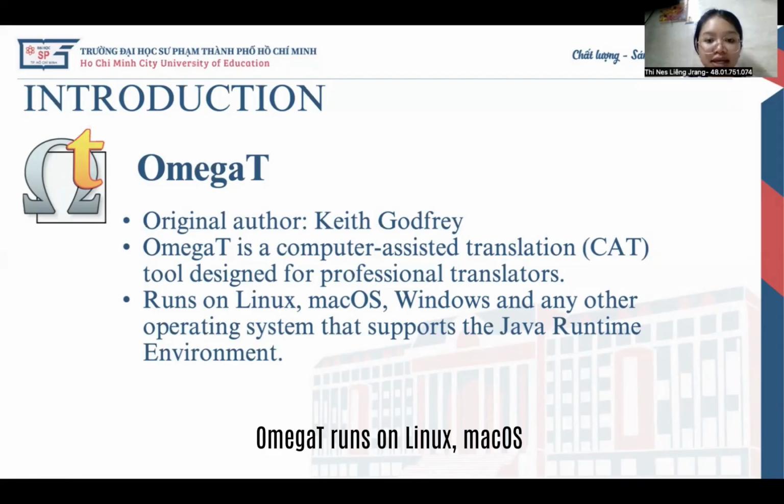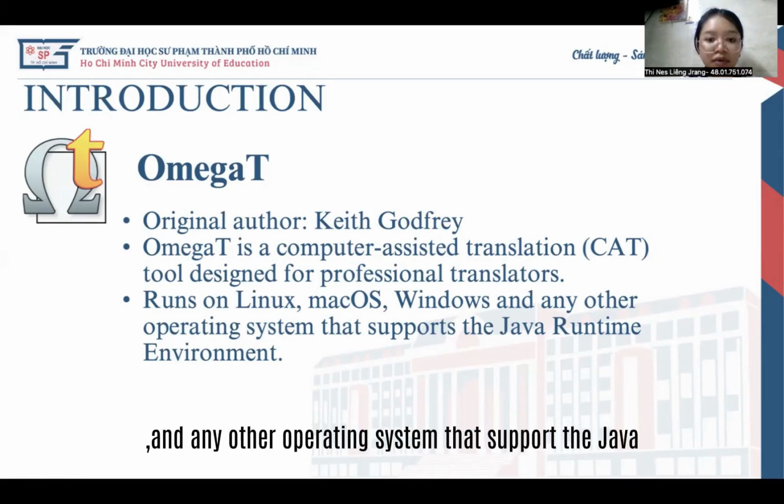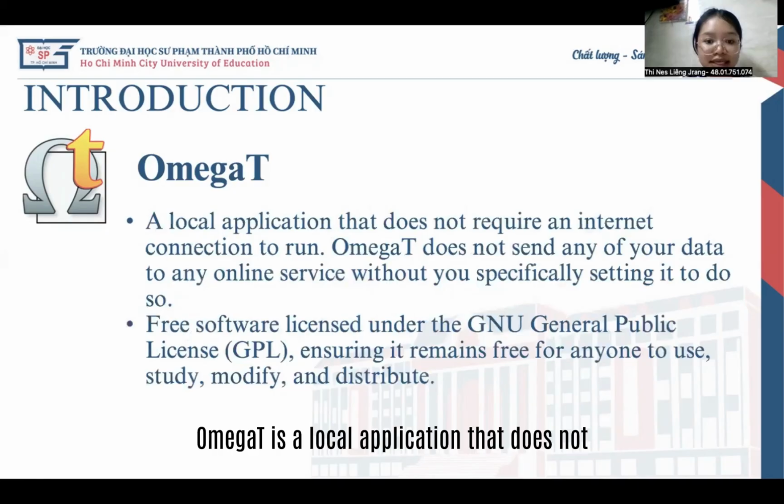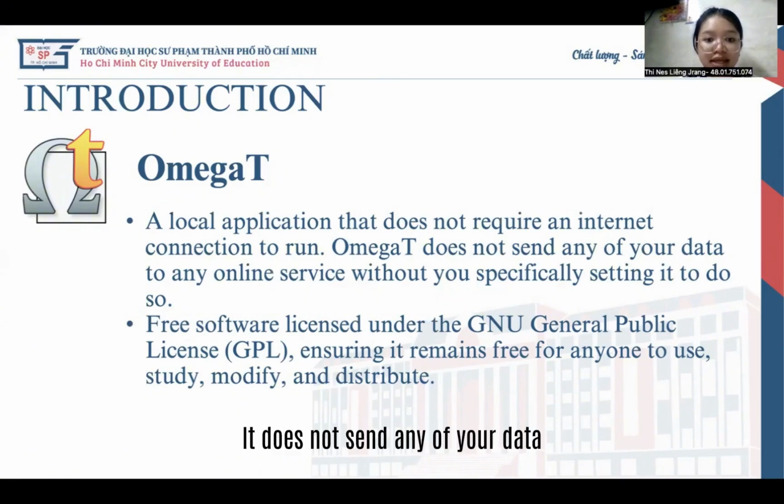OmegaT runs on Linux, macOS, Windows, and any other operating system that supports the Java runtime environment. OmegaT is a local application that does not require an internet connection to run. It does not send any of your data to any online service without you specifically setting it to do so.